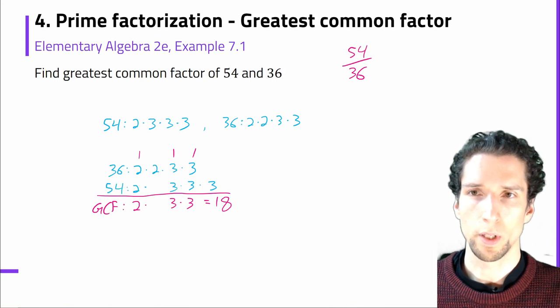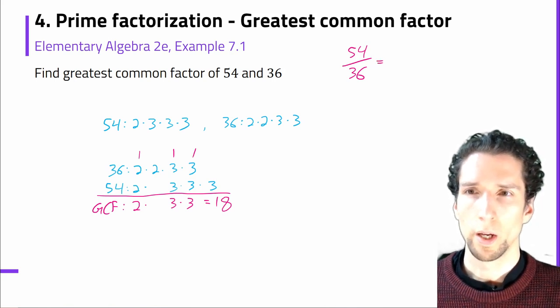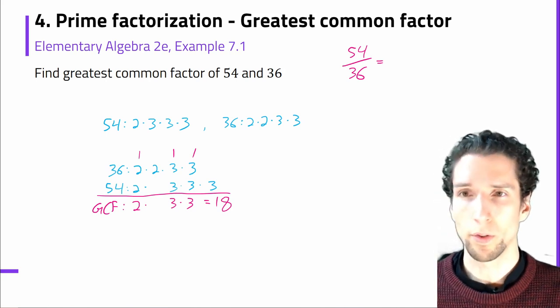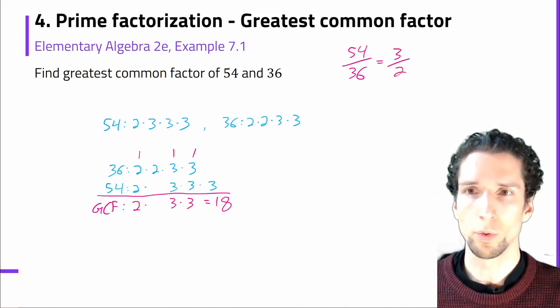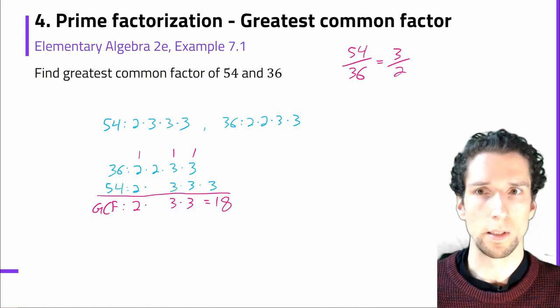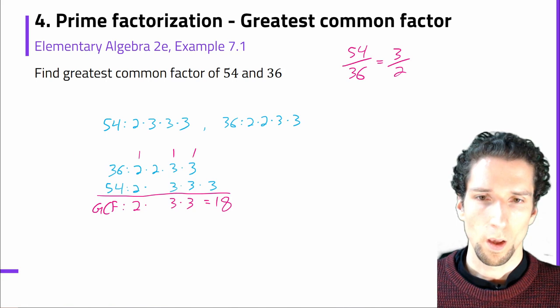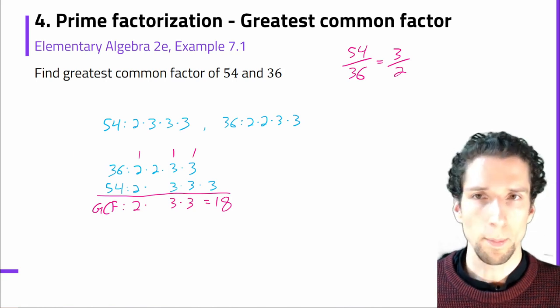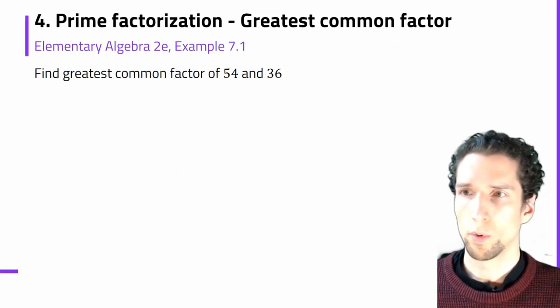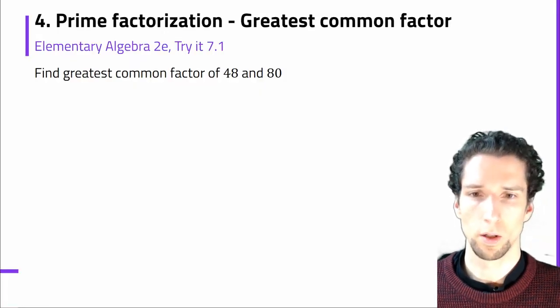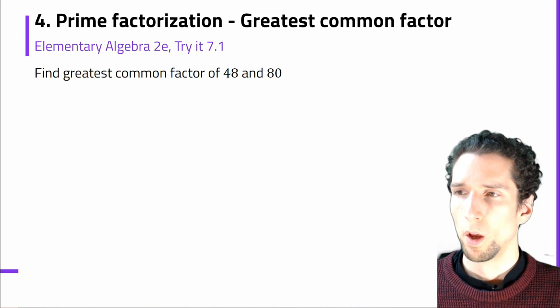So if we were reducing this fraction here, 54 divided by 18 would give us 3 on the top and 2 on the bottom. And there we go. Okay, so that was the example. Let's do one more of these for me, and then one for you after.